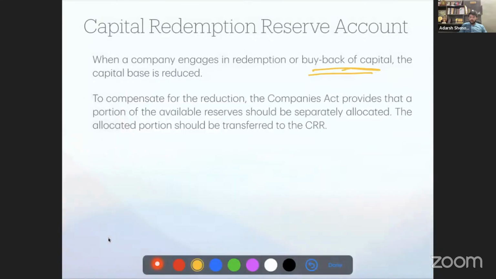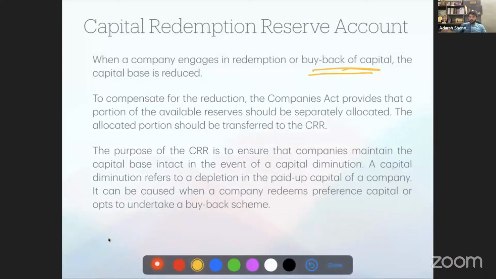The capital base is reduced. To compensate for the reduction, the company provides that a portion of the available reserves should be separately allocated. The allocated portion should be transferred to CRR. The purpose of the CRR is to ensure that companies maintain the capital base intact in the event of a capital diminution. A capital diminution refers to depletion of the paid up capital of a company. It can be caused when a company redeems preferential capital or opts to undertake buyback. So this is what it says. We discussed this already. You can just take this down. CRR is to ensure that if there's a reduction in capital, it is kept intact.